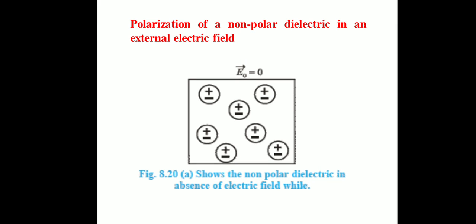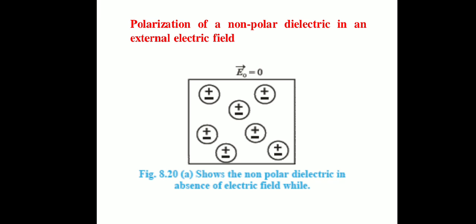Polarization of non-polar dielectric in an external electric field. Now we have a non-polar dielectric material, and as we have defined, non-polar dielectric materials are the substances in which the center of gravity of positive charge coincides with the center of gravity of negative charge. So as both the charges coincide with each other, the net dipole moment on a molecule is zero. So the molecule is non-polar in nature.